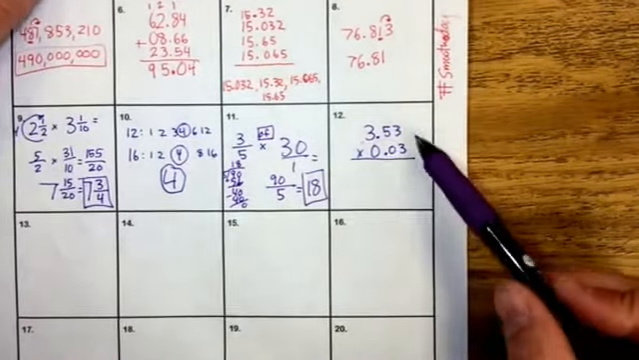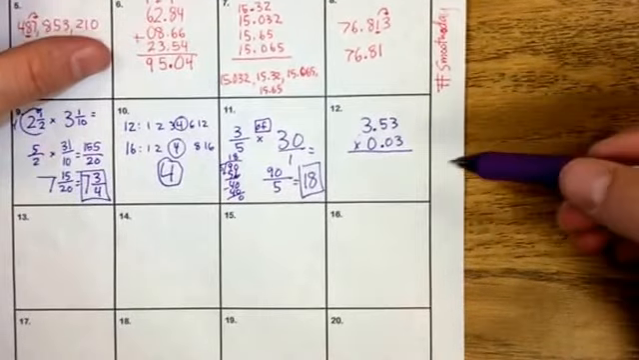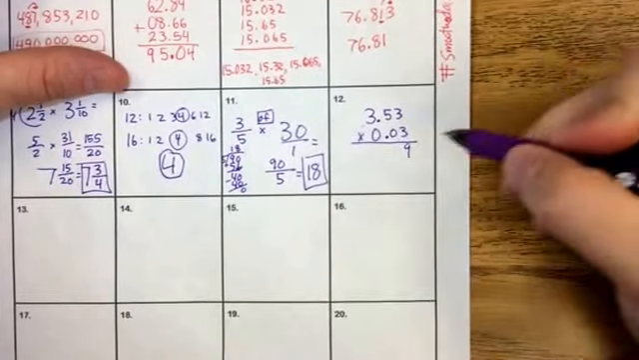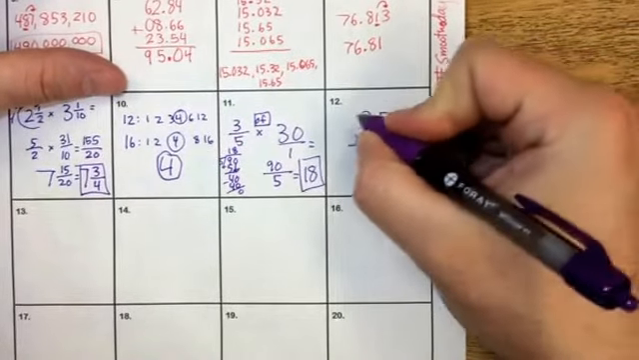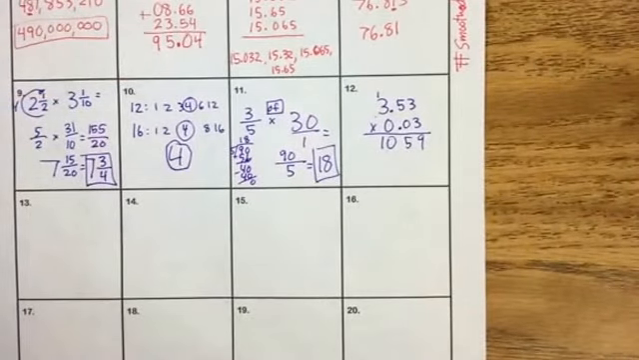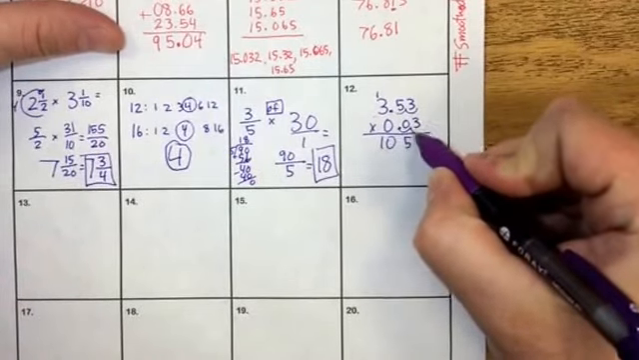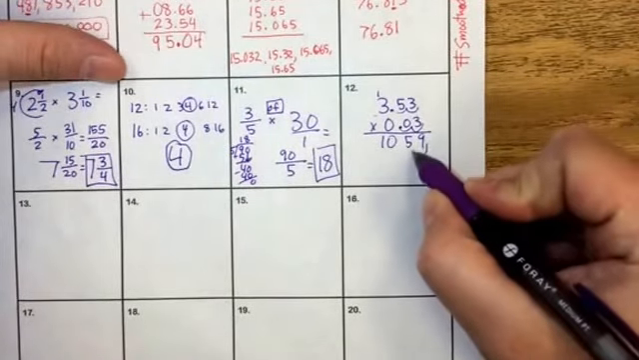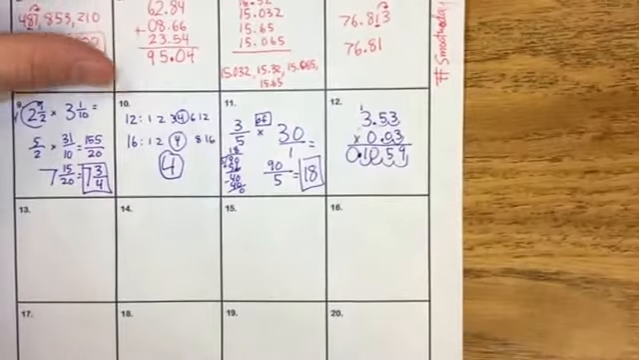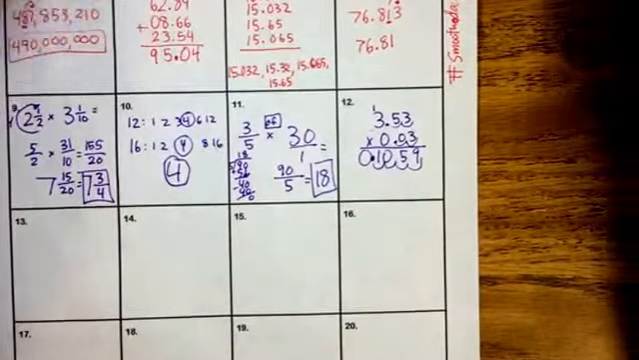And then last but not least, we have 3.53 times 0.3. So 3 times 3 is 9. You just solve this as if it were a normal problem first. 3 times 5 is 15. 3 times 3 is 9, plus 1 is 10. I get 1059, but I have 1, 2, 3, 4 decimal places in my problem, so I have to have 1, 2, 3, 4 decimal places in my answer. So I get 0 and 1059 10,000ths.